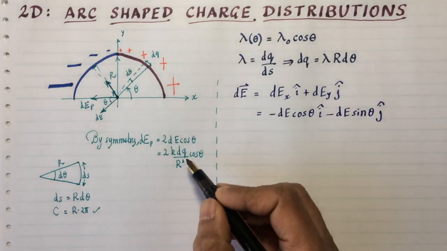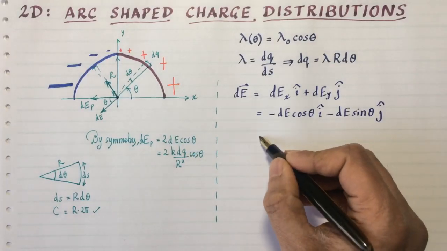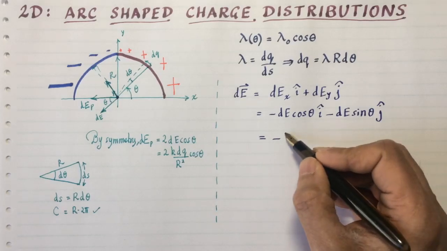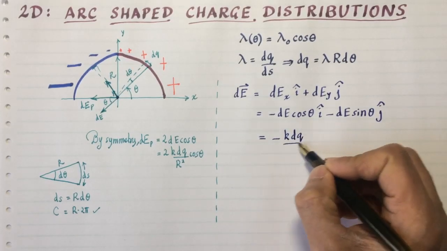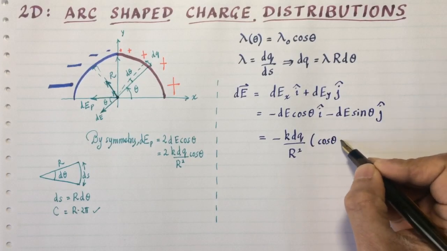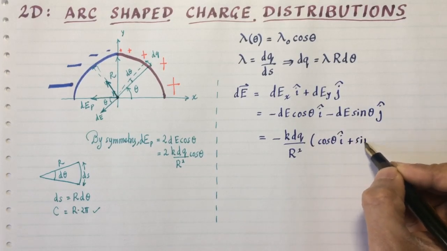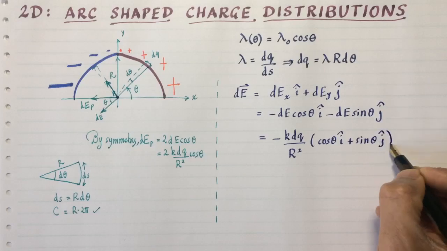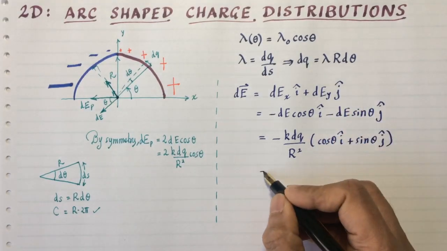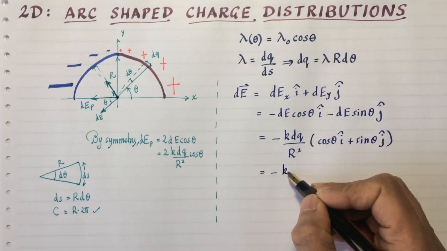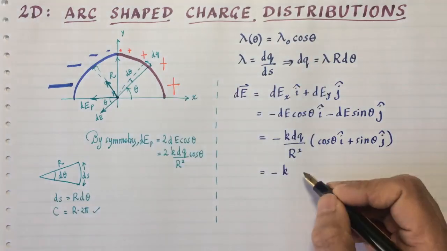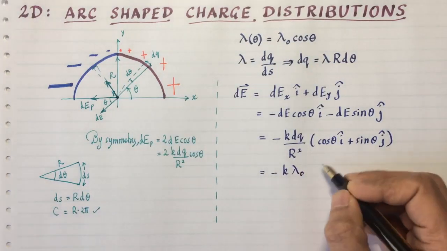Okay, now we can put what dE is. dE is k dq over r squared. Let me take that common outside. And then I have here cosine theta i hat plus sine theta j hat. dq is lambda times r d theta, so let's put that there. And lambda itself is lambda naught cosine theta. So I'll write everything at once.